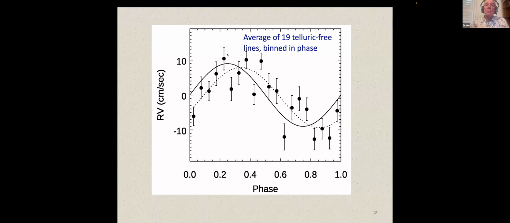So here is the recovered radial velocity signal as a function of phase. The solid line is the signal we injected. The dashed line is a least squares fit, allowing the amplitude and the phase and the period to vary. And to within the random errors, we can recover the Earth.